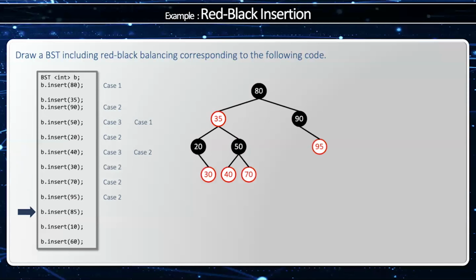This is case 2. 85 is going to be to the left of 90. It's going to come in as red. My parent's black, I'm done. And now case 2. Now I'm going to insert 10. It's going to be left, left, so it's going to be to the left of 20. It's going to come in as red, my parent's black.